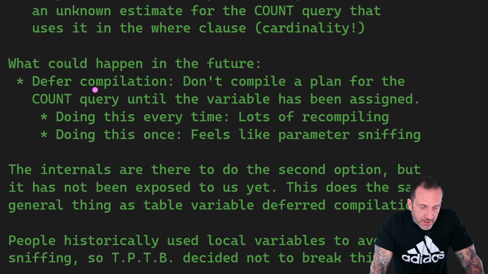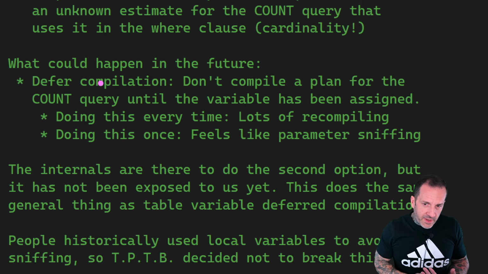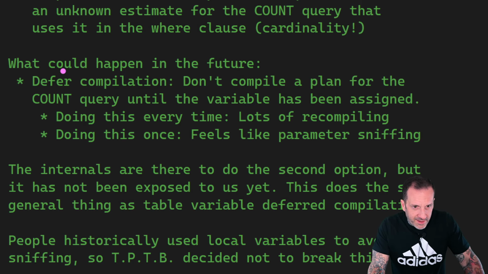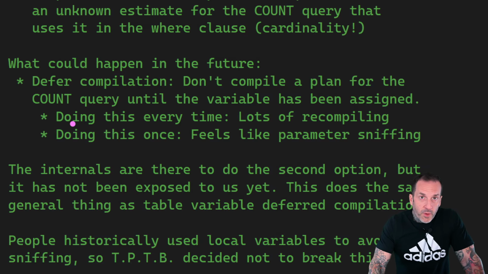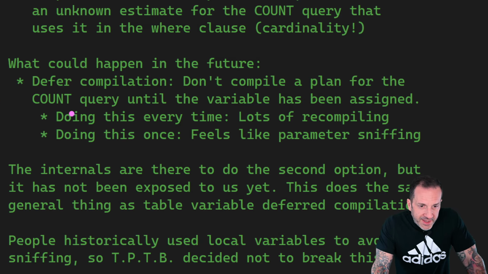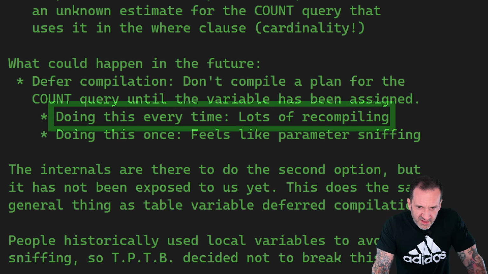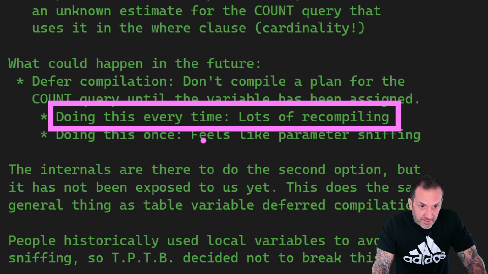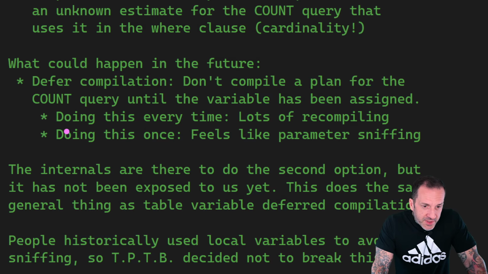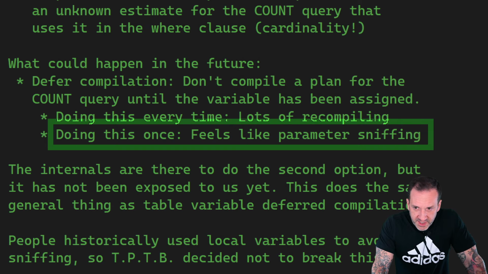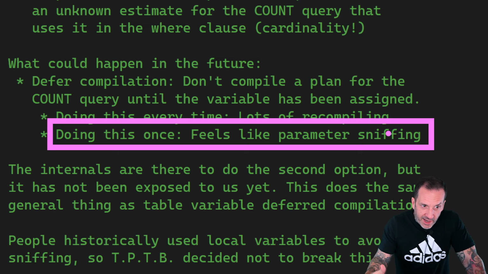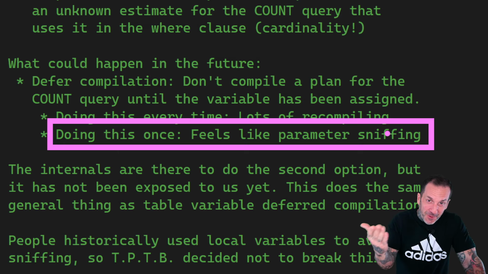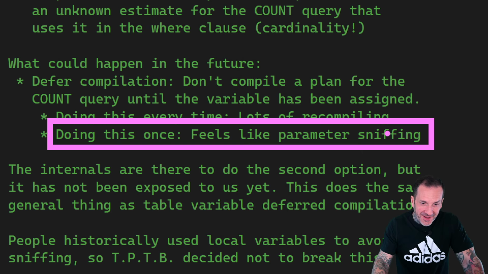If we did this in the future, we could change that, right? And if we did the deferred compilation thing, where we didn't compile a plan for any queries that use those local variables in the where clause, if we did it every time, it would just feel a lot like you're constantly recompiling. If we just do it once, let's say for a stored procedure, and then we just use that plan over and over again, it would just feel like parameter sniffing all over again. And sadly, a lot of people use the local variable thing to get around parameter sniffing.